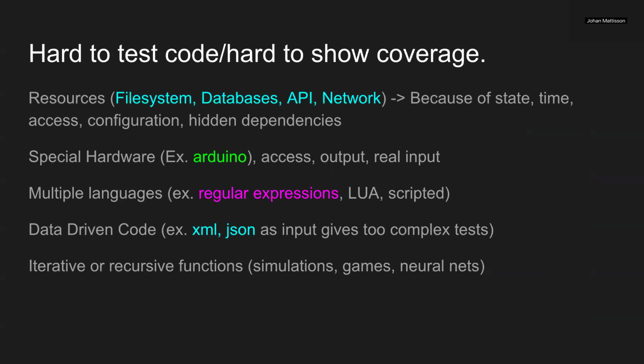Yeah, so a bit more of what's hard to test. It's like file system, databases, API, network, stuff like that. Exceptionally difficult. We can try to emulate it through mocks and stubs and stuff like that to get a decent sort of fail-safe-ish.